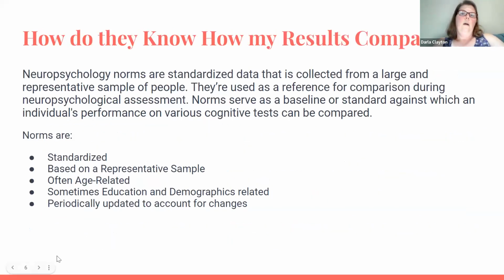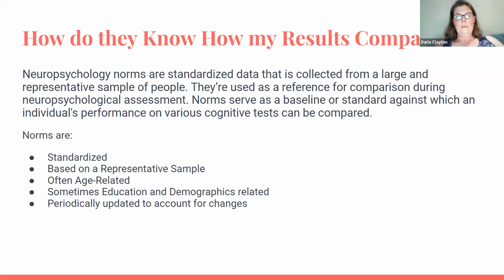So, how do they know how your results compare in the grand scheme of things? I mentioned earlier these norms, normative data. Neuropsychology uses norms that are standardized data collected from a large and representative sample of people. They're used as a reference for comparison during a neuropsychological assessment. Norms serve as a baseline or standard against which an individual's performance on various cognitive tests can be compared.